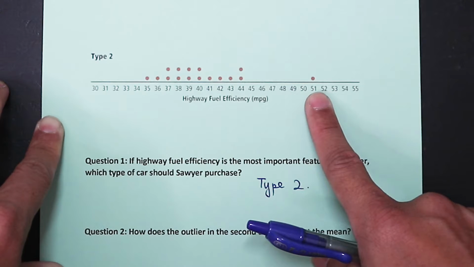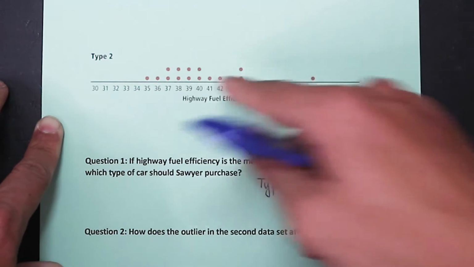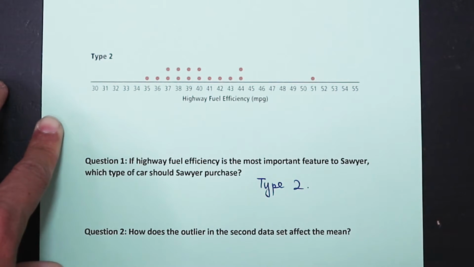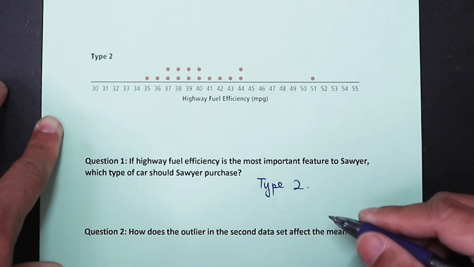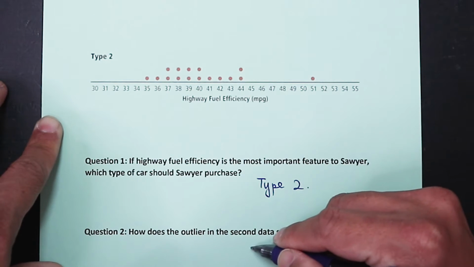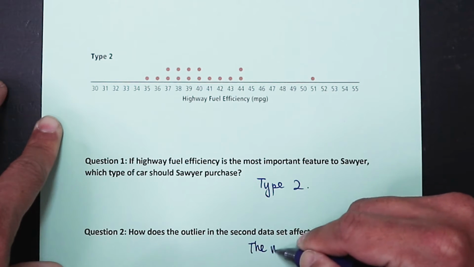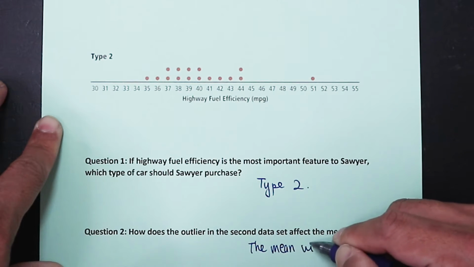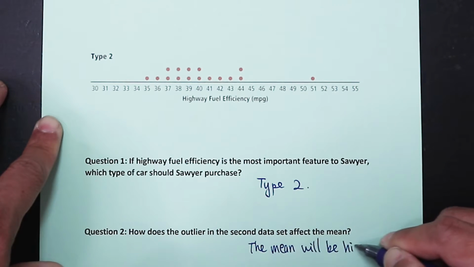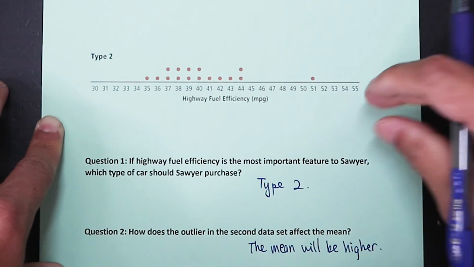Since there is a number that is much higher than the rest of them, it's going to affect the mean and make it higher. So we're going to say the mean will be higher. So we're going to write it down: the mean will be higher.